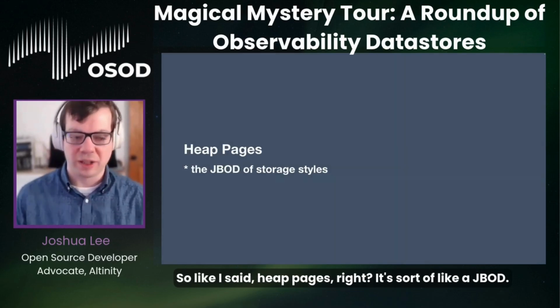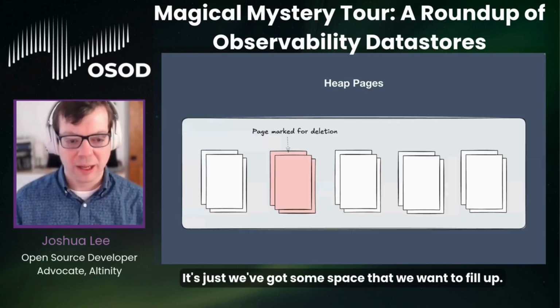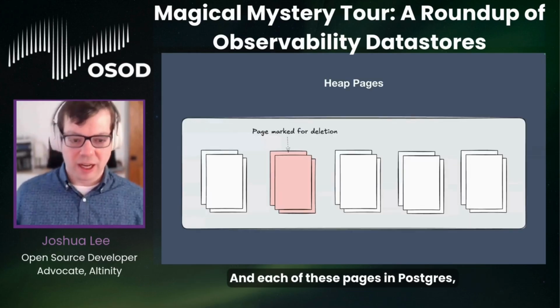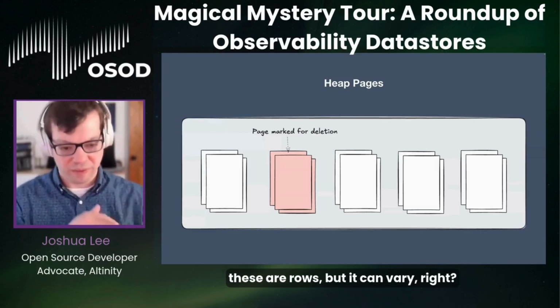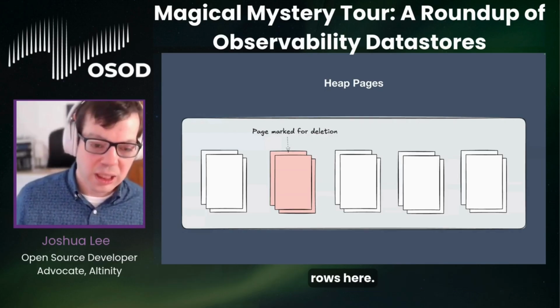So like I said, heap pages, right? It's sort of like a JBOD. We've got some space that we want to fill up, and we have pages that get stored in this space. And each of these pages in Postgres are rows, but it can vary, right? There are some databases that would store documents instead of rows here.